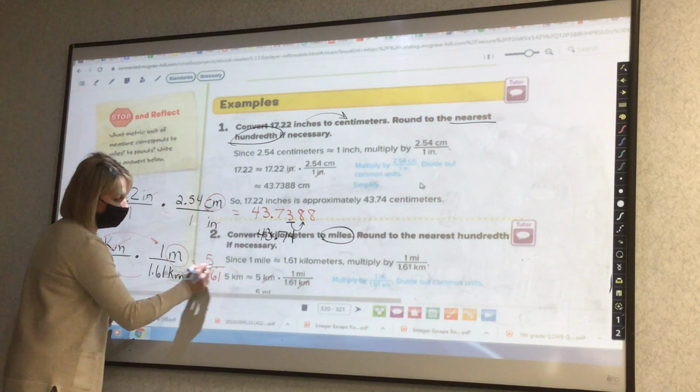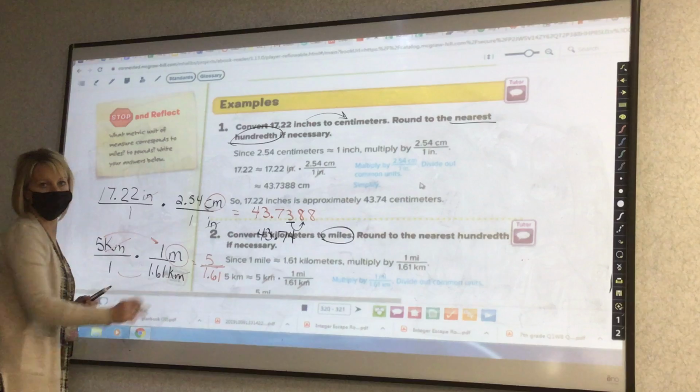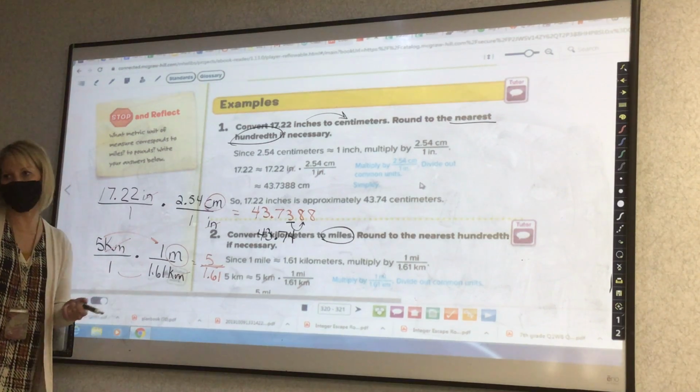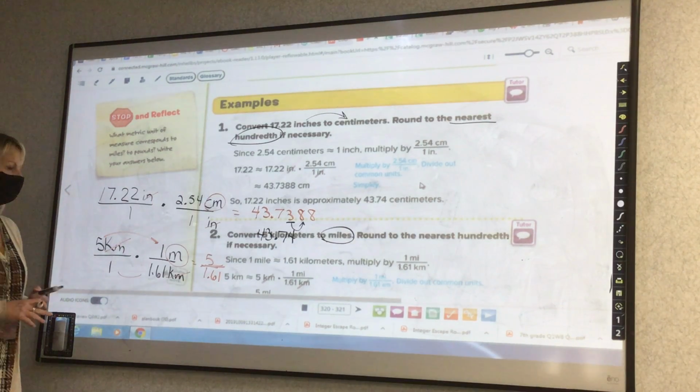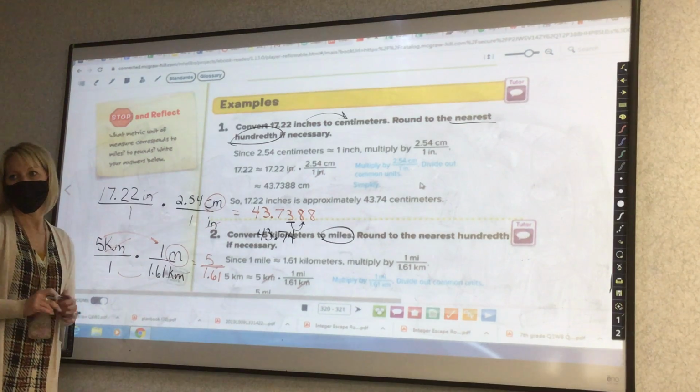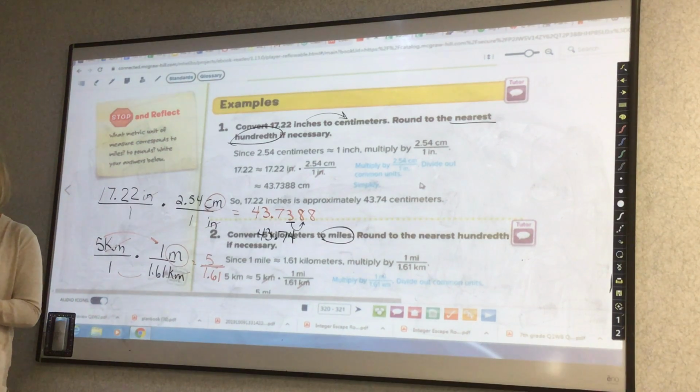So now what kind of a problem do we have right here? 5 divided by 1.61. Do that in your calculator. Since we're using our calculator now, do you think I'm going to have you use it in the lesson? Yes, sure am.